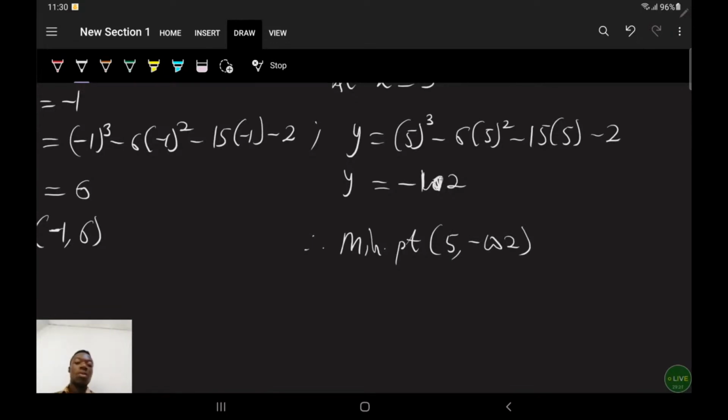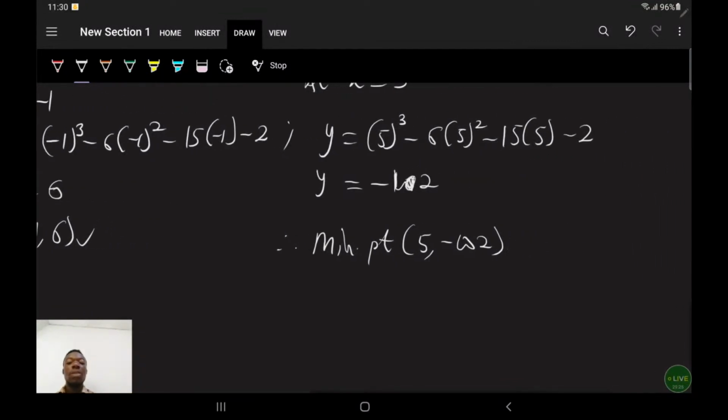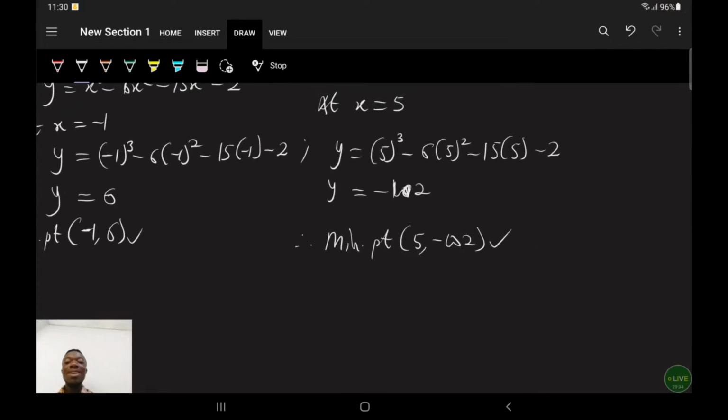So that's what I got for my minimum point, and then my maximum point was -16 and my minimum point. So always when you talk about a point, it should be in a coordinate of x and y form. I hope that is clear. So this is how we determine the nature.